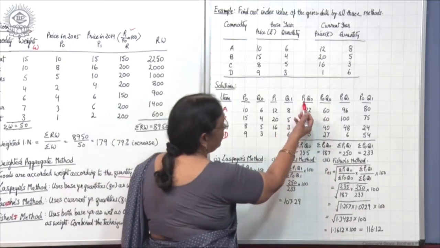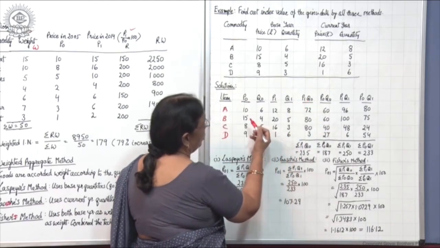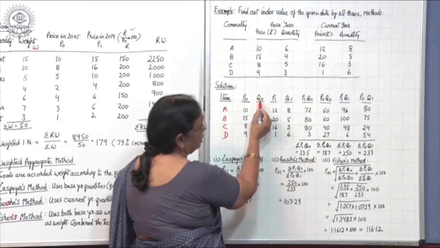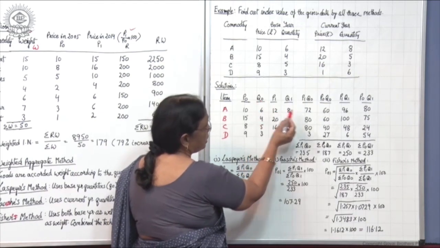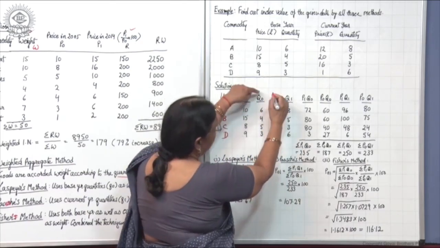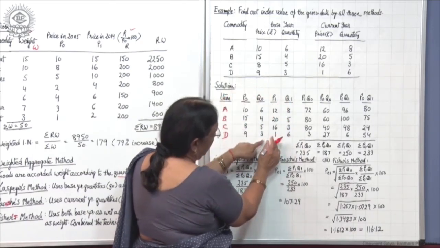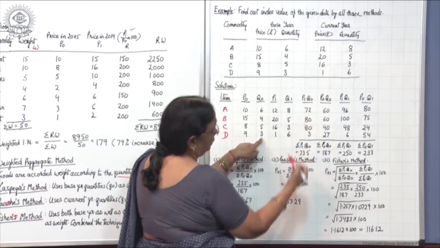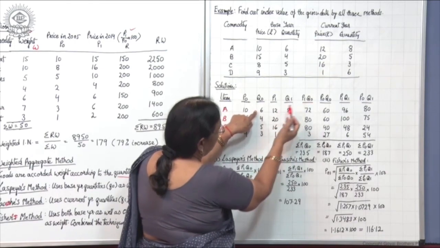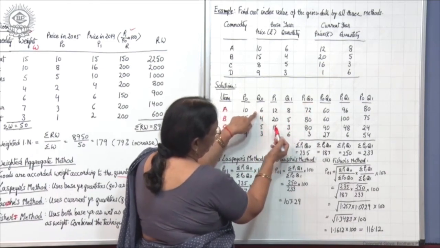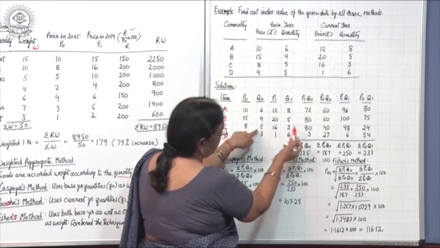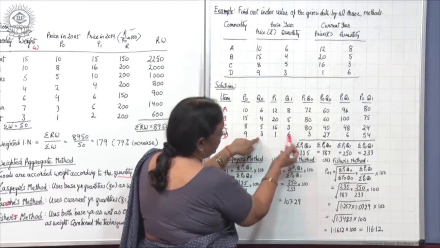So the first column is P1 Q0. Now what is P1 Q0? P1 is this, Q0 is this. So this is 12 into 6 is 72. So P1 Q0, you will multiply the P1 column with the Q0 column and get this data here. Let us see P1 Q0: 12 into 6 is 72, 20 into 4 is 80, 16 into 5 is 80, 1 into 3 is 3.